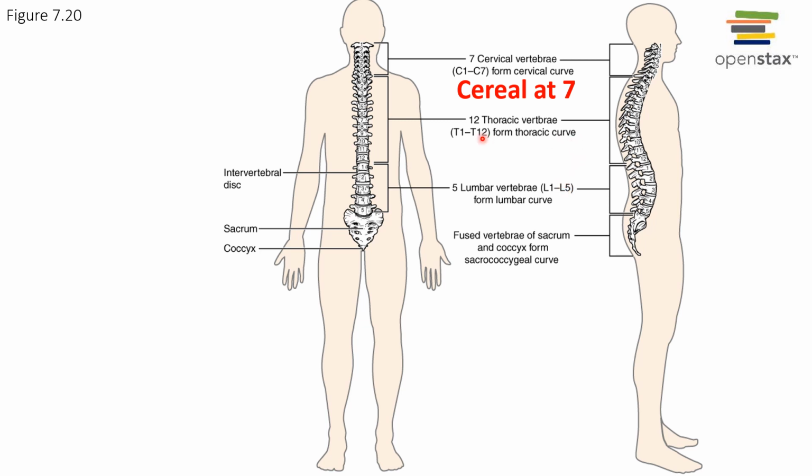For your thoracic vertebrae, for remembering that there are 12 thoracic vertebrae, you're going to have tacos at 12, so there must be 12 thoracic vertebrae. And for your lumbar spine, for those lumbar vertebrae, you are going to have lasagna at 5 p.m. So lasagna at 5, there are 5 lumbar vertebrae. So again, cereal at 7, tacos at 12, and lasagna at 5.